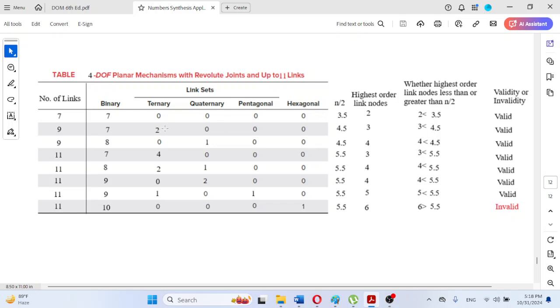In this set we can observe the highest order link is actually the ternary link, which has 3 nodes, and the total number of links is 9, so its half is 4.5. That means the highest order link node count of 3 is less than the half count of the total number of links, so this is also a valid linkage. In the third row we can observe the highest order link is actually the quaternary link, which has 4 nodes, and the half count of the total number of links is 4.5, so again 4 is less than 4.5, and again this is a valid linkage.